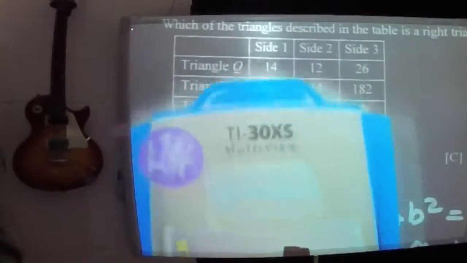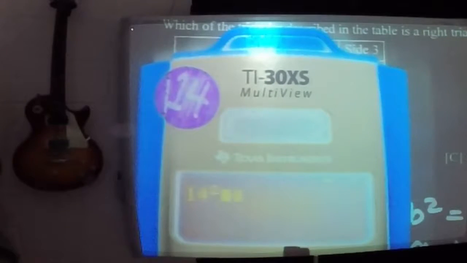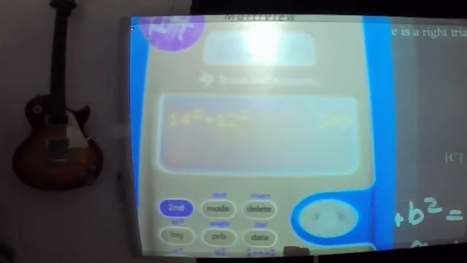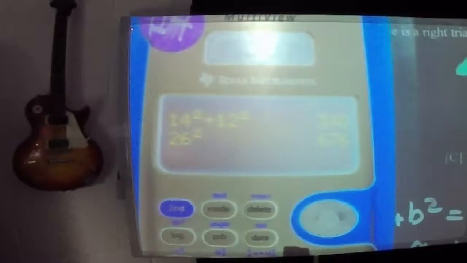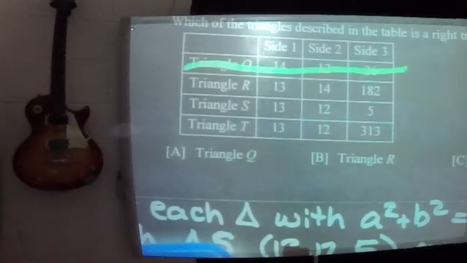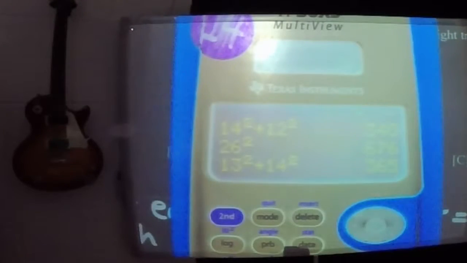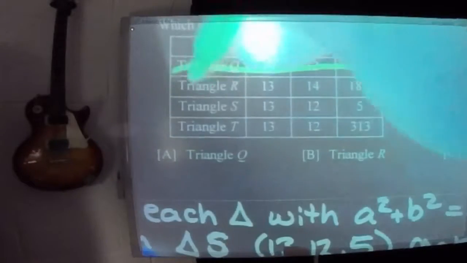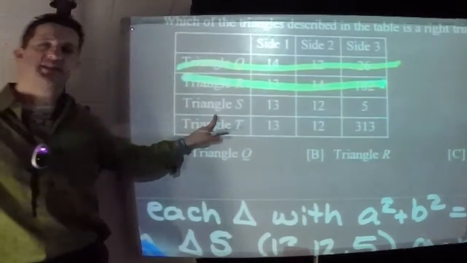First question: we go 14 squared plus 12 squared, hit enter. And we want to see if that's the same as what squared? 26 squared. Doesn't look like it, so we'll cross that out. It's not going to be Q. Then I'm going to go 13 squared plus 14 squared, and I want to see if that's the same as 182 squared. It's probably not. That's probably a huge number. So, no.